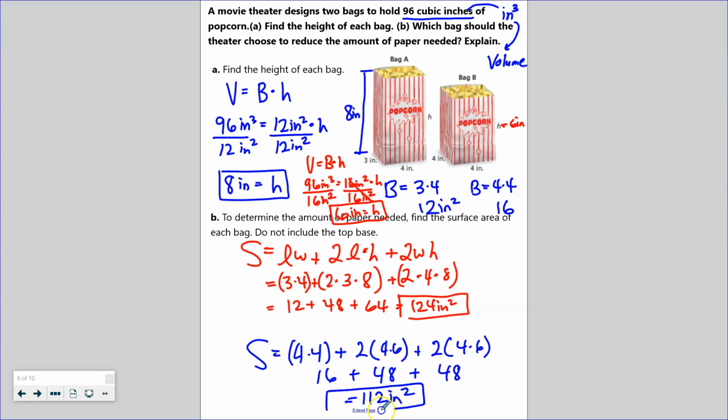All right, so to answer this question, which bag should the theater choose to reduce the amount of paper? Well, they would choose bag B because it saves them 12 squared inches of space. Less paper is being used in bag B.